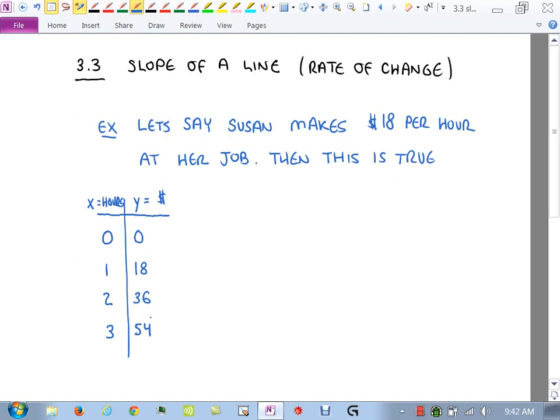So what are we doing to figure that out? How are we determining what Y is? We're multiplying what by 18? X, right? The number of hours she works times 18, correct? So could I write this then? Y is always equal to 18X. The money she makes is equal to 18, that's how many dollars, times the hours she works. Do y'all agree with that?